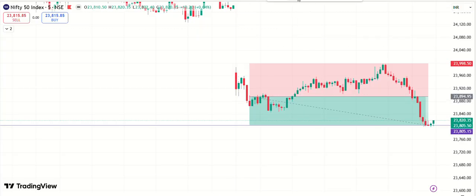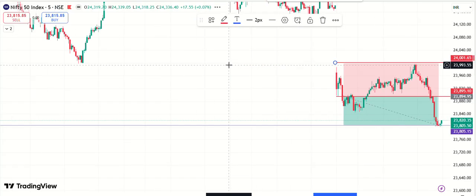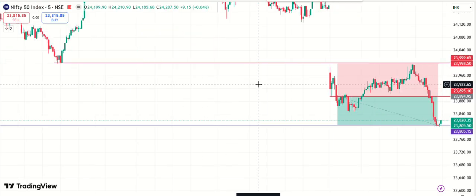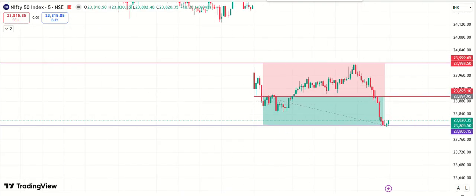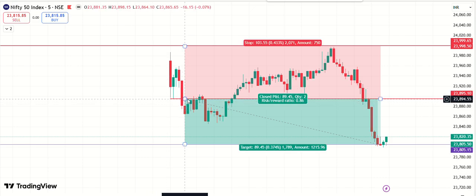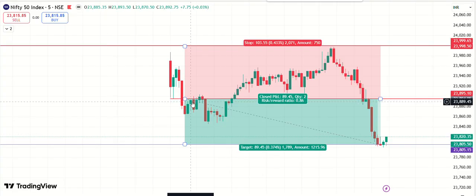Here is the 5 minute opening range, and here there is a support which will act as a resistance later. So I just marked that, and whenever the Nifty breaks the 5 minute opening range, I put a trade, only on paper. I put a trade at that price, and it took the trade easily and went back up.